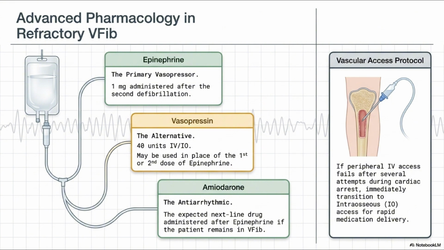It provides massive alpha-adrenergic vasoconstriction, clamping down the peripheral blood vessels to force whatever blood we are pumping centrally to the heart and brain. The sources also note that vasopressin at a dose of 40 units via IV or IO can be substituted for the first or second dose of adrenaline. Right, though adrenaline remains the standard algorithm pathway.